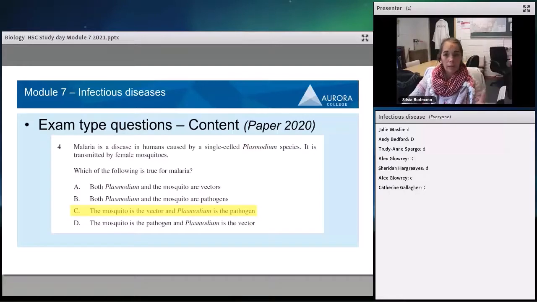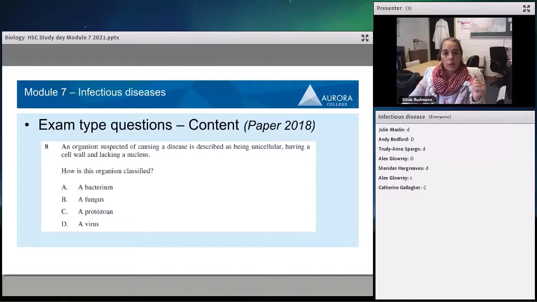You have only a very short period of time to do it, right? So just go through slowly. This is from the 2018 paper, right? The pathogen causing disease has been unicellular, having a cell wall, no nucleus. This relates to what you learned about unicellular organisms in Year 11. Well, we got A. Beautiful. Excellent.